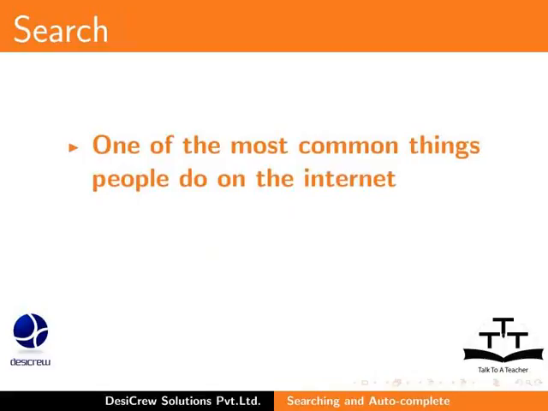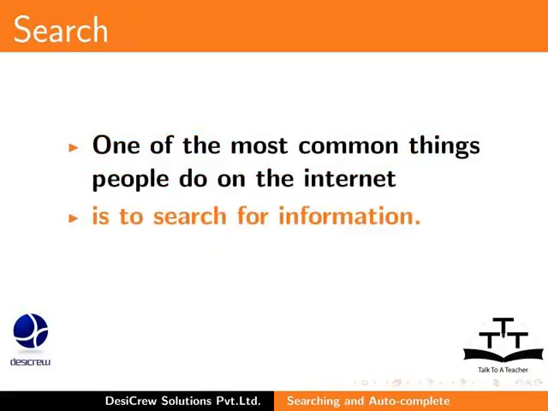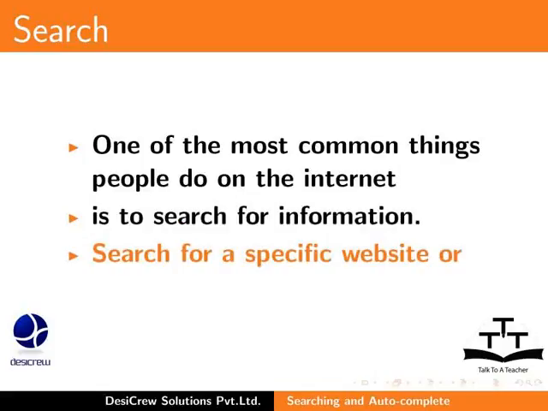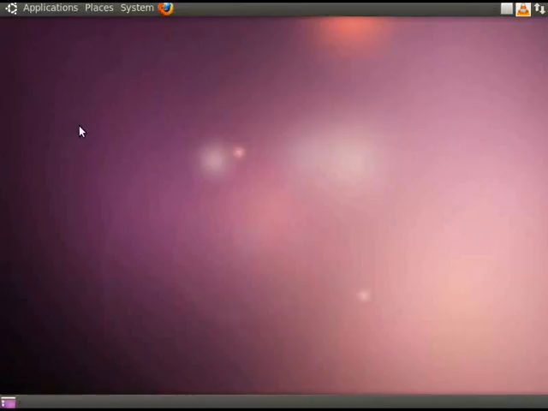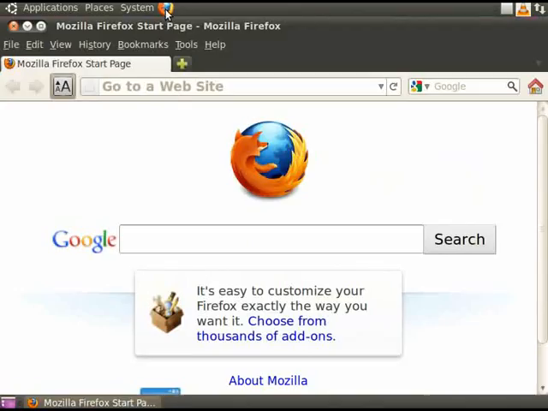One of the most common things people do on the internet is to search for information. One can search for a specific website or for some other information. Mozilla Firefox has a number of functionalities that make it easy to search for information on the internet. Let's look at some of the ways.